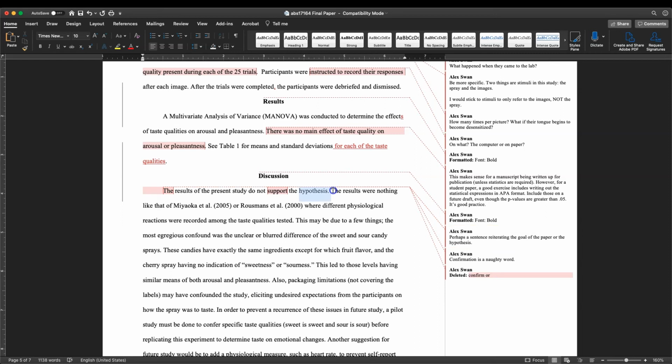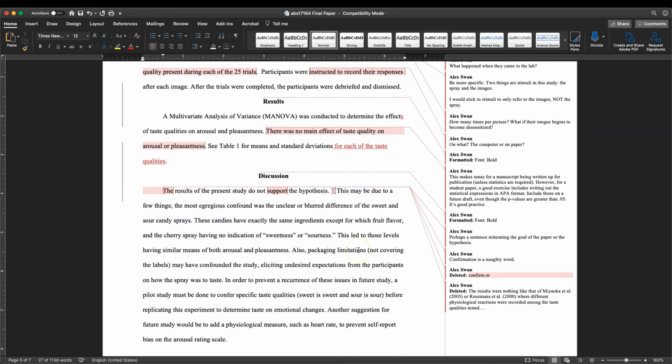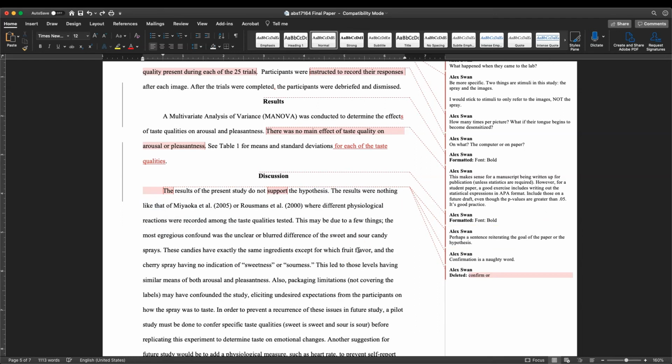I also reworded the last part there to make the table direction a little bit clearer. Now moving on into the discussion.